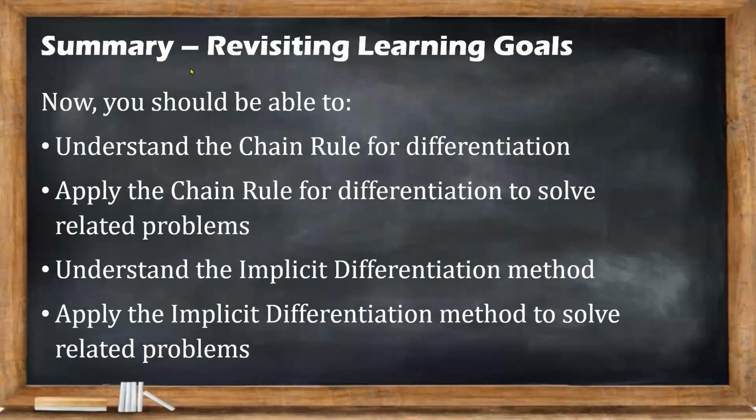Okay, let's make a summary of today's lesson. So today we have learned 2 more derivative rules, right? First of all, you should be able to understand the chain rule for differentiation and apply it to solve related problems. Next, you should also be able to understand the implicit differentiation method, and then apply it to solve related problems.